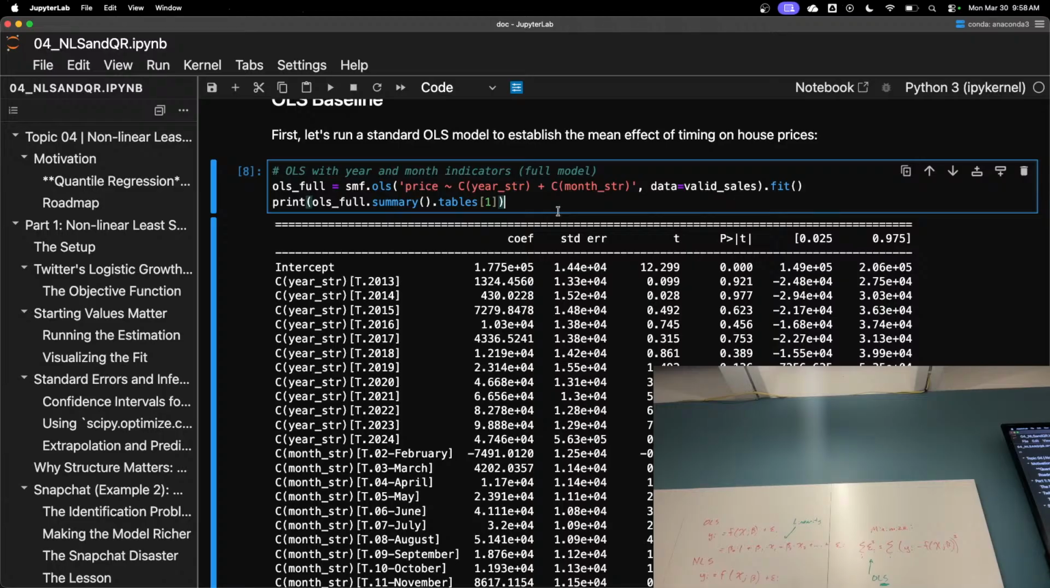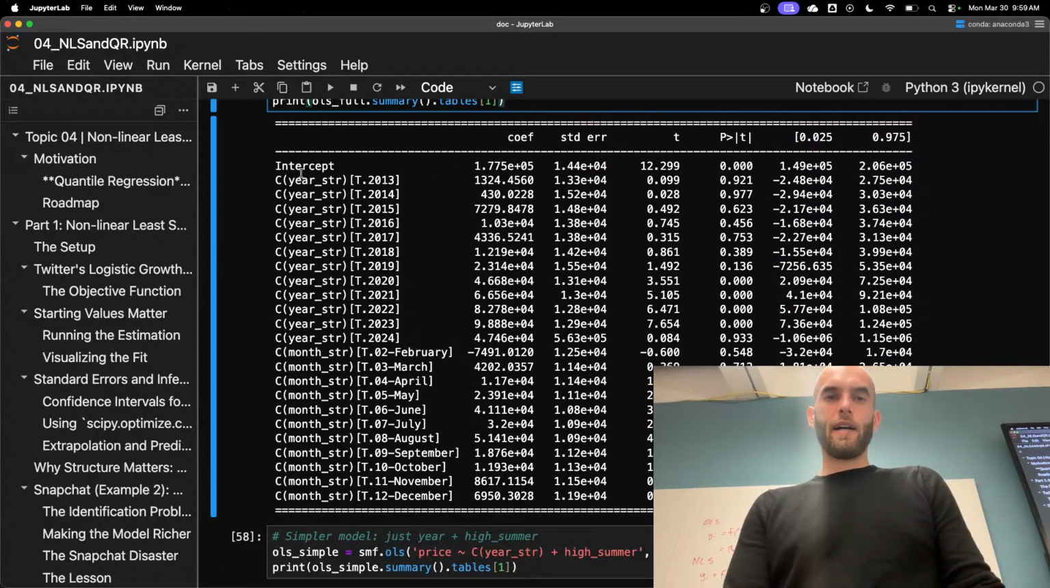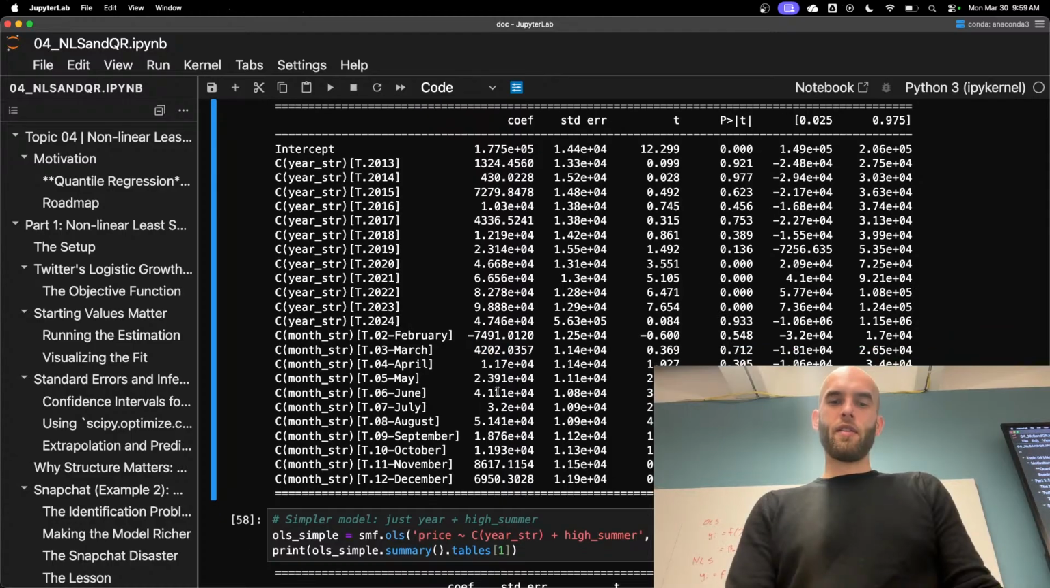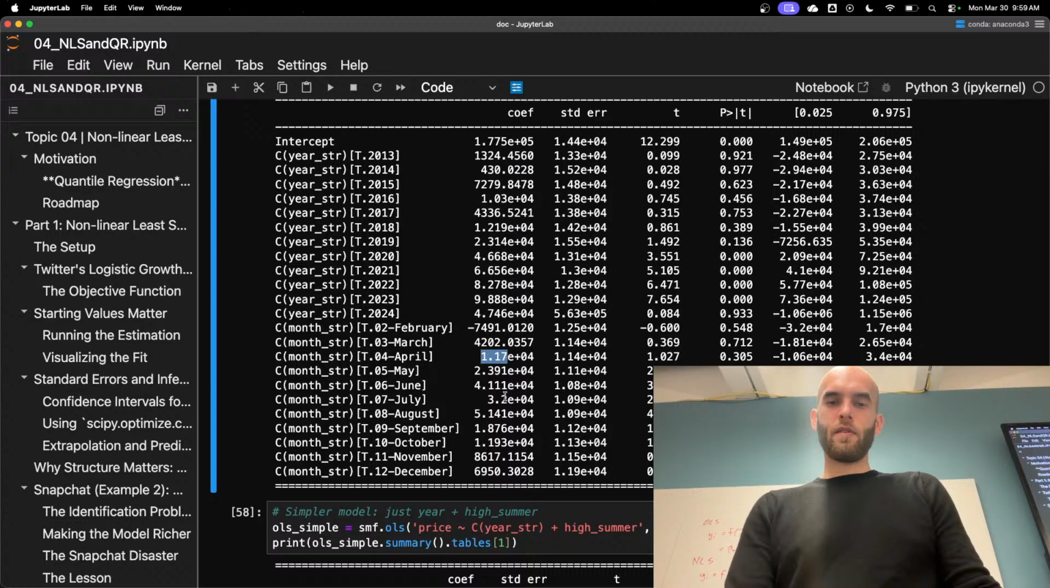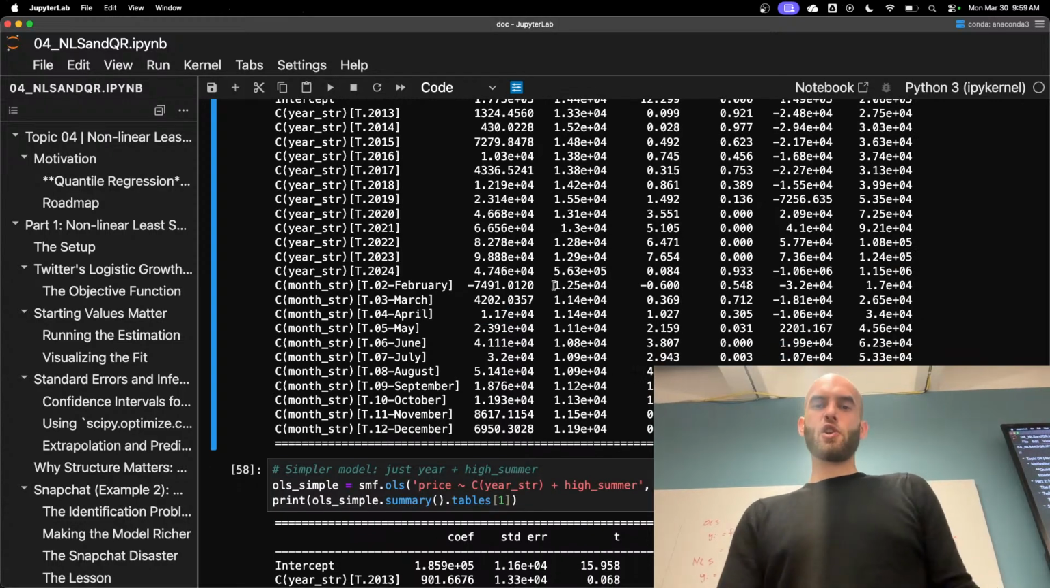So then we have a bunch of categorical variables. Each one has a coefficient, standard error, and so on. And what this does is give us the average as different from the intercept term. So here, you would read this as 2013. On average, houses are selling for $1,300 more than they were in 2012. And then here you can see February is a bad month. March is a good month. April is a very good month. And so on. So what this does is just give us the averages.